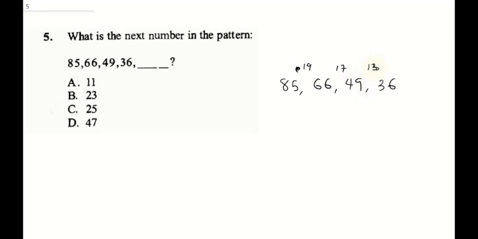Now I'm noticing something. These are all prime numbers. They are numbers that are divisible by themselves and 1. So having established this is a prime number, this is a prime number, this is a prime number, the next prime number is 11. So I'm going to do 36 minus 11, and that will give me what? That will give me 25. So the next number in line is 25, and the correct answer here is C.